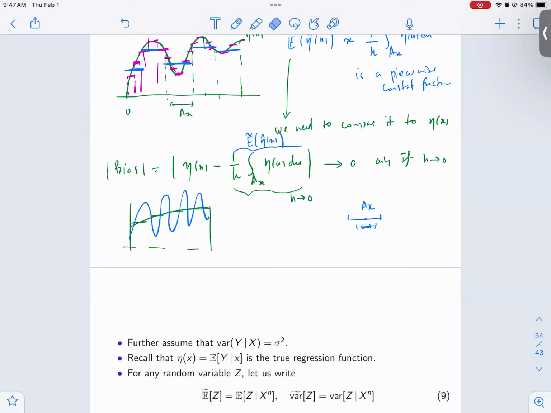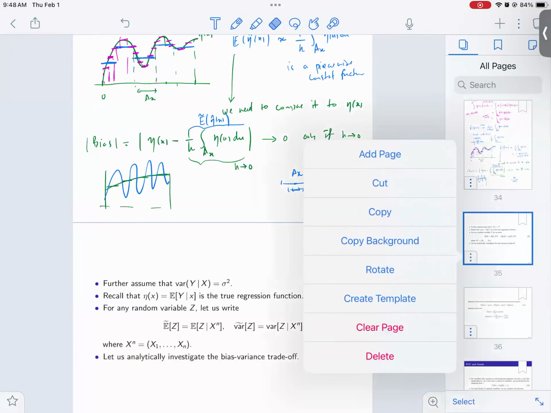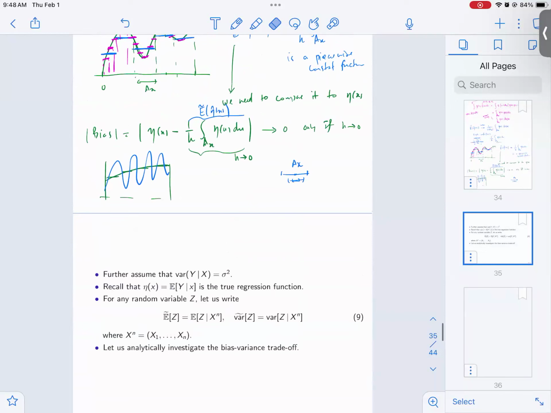So if you have a very smooth curve for eta x, then you hope that this goes to zero faster as h goes to zero, versus this one, where you have to make h smaller. The way that people measure it is by how fast it goes to zero. So I'm going to mention this condition. So far is it good? Are people on board?